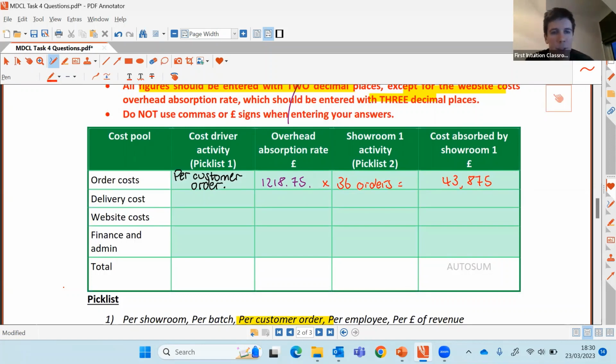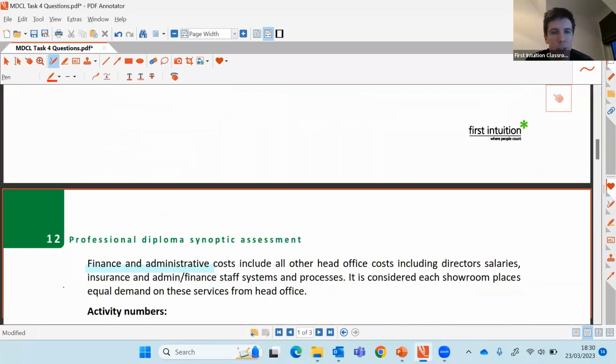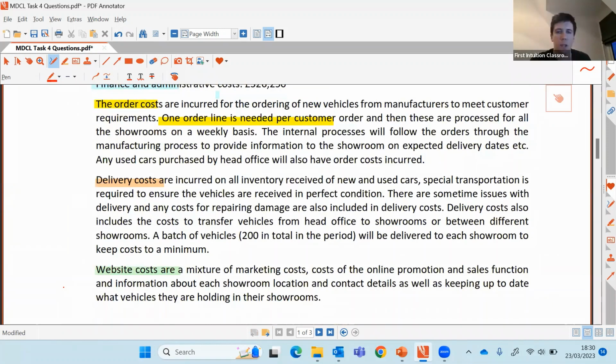Okay, so let's come back and let's look at delivery costs. On all inventory received of new and used cars, special transportation is required to ensure that they are received in perfect condition. Fine. Okay. You're then told, as you can see, there are issues and so on, and that delivery costs include the cost to transfer from head office. But the bit that we should really be mindful of here is where it says a batch of vehicles will be delivered to each showroom to keep costs to a minimum.